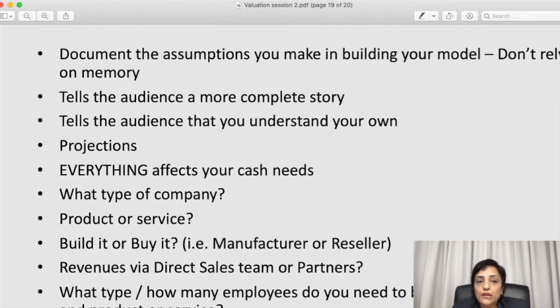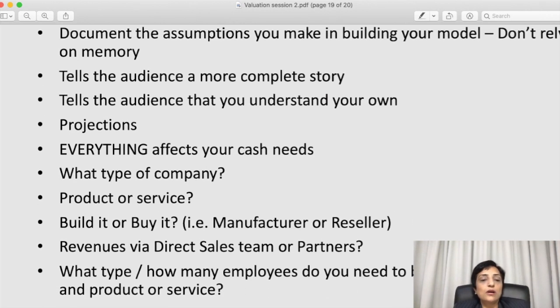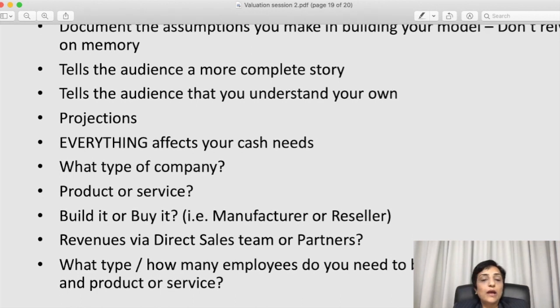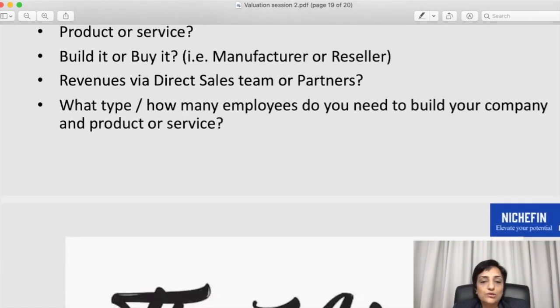So what type of company is it? What product? What service? How will you build it? How will you buy it? How will you sell it? The channels, the sales partners, etc. How many employees will you have to build your company and product or service? All these need to be defined very clearly when you're doing the valuations.